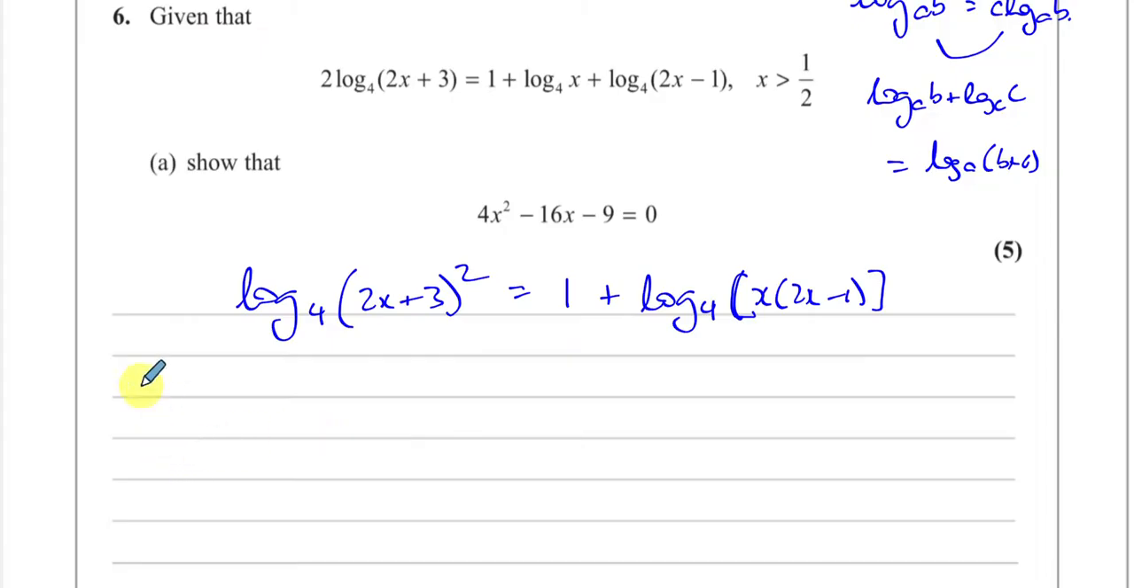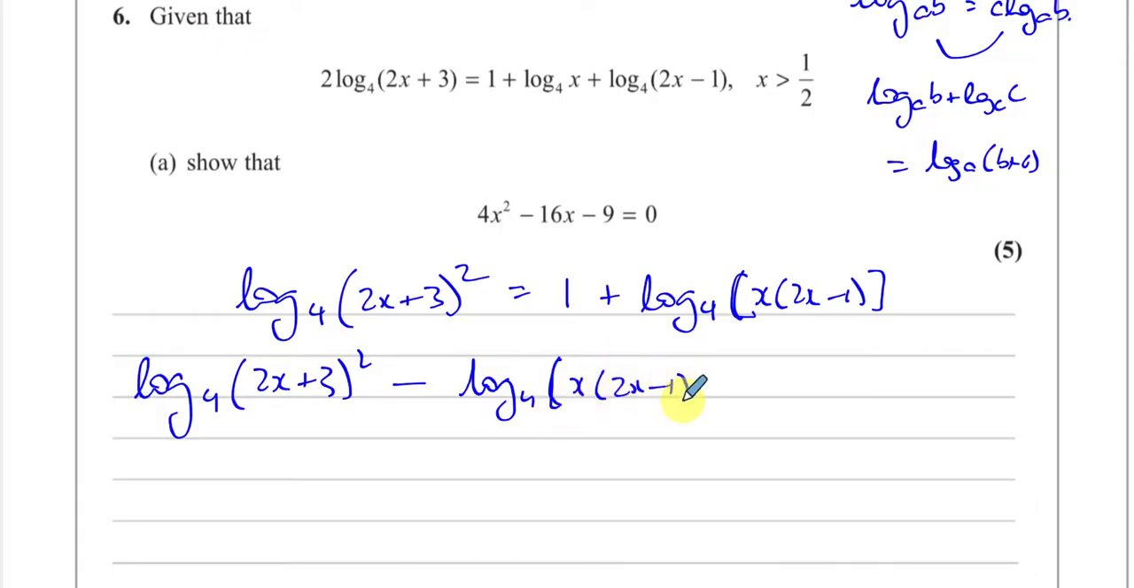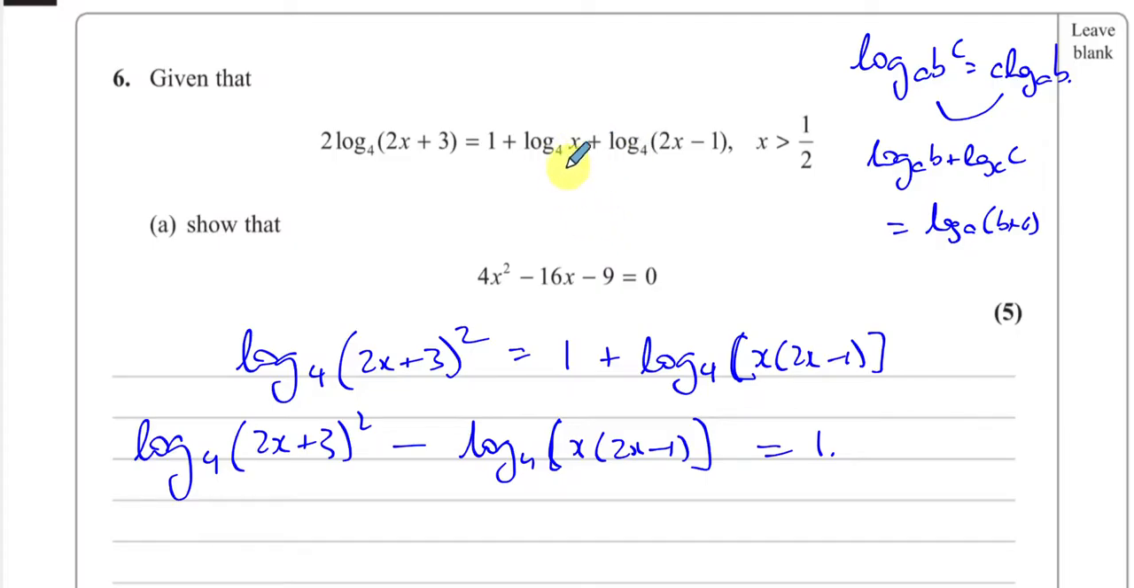terms to one side. So this is log to the base 4 of 2x plus 3 squared minus log to the base 4 of x times 2x minus 1 equals 1. Right? Now, I can use the laws of logarithms to combine these two together. As I mentioned before, even when I combine these together, they have to have the same base. These have the same base as well.